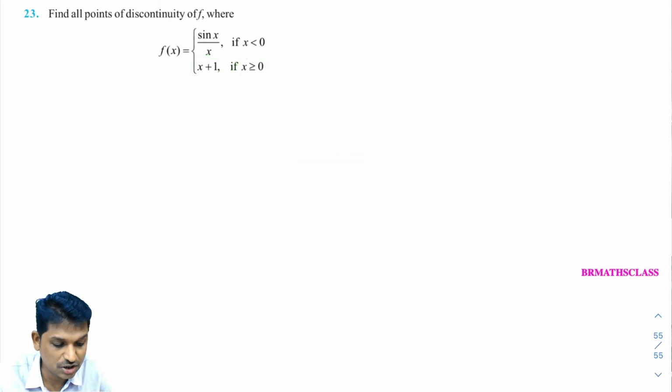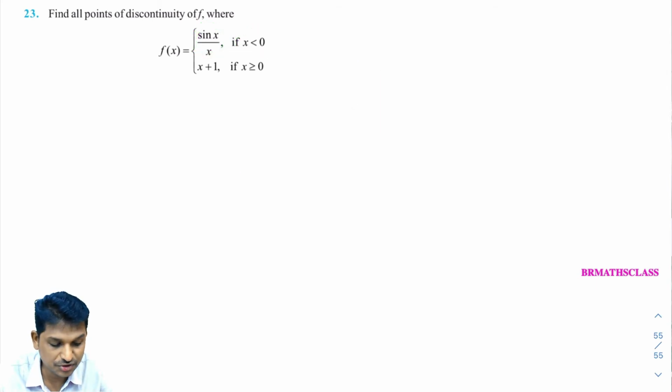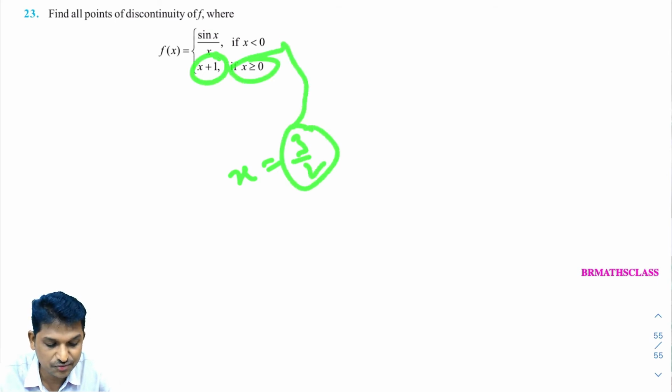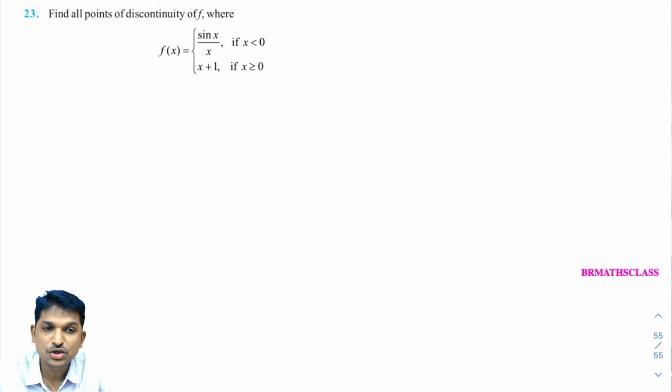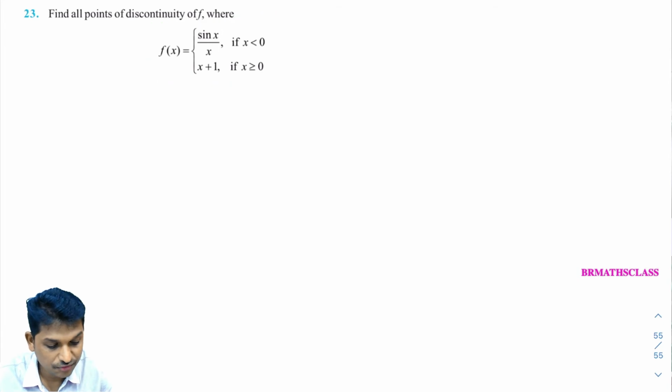Suppose x equal to minus 2. Minus 2 is less than 0. In that case, we will choose the first function. Suppose x equal to 3 by 2. 3 by 2 is greater than 0. When it is greater than 0, we will choose the second function. Now, you can easily understand that the domain of this function is all real numbers. Correct or not? Okay.